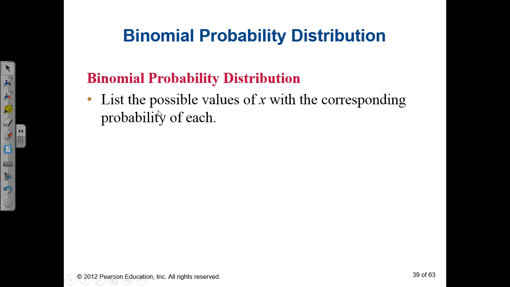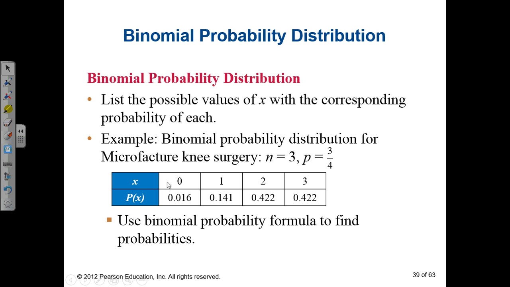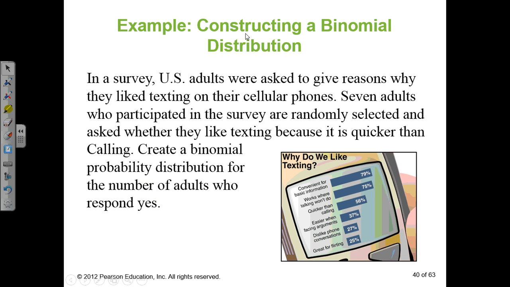If we want to make a probability distribution, we need to list all the possible values of x with their corresponding probabilities. This takes a little bit of work because we have to do the previous example 3 more times: once for x being 0, once for x being 1, we already did 2, and once for x being 3, and list it out in table form. Let's do another example of constructing a binomial distribution.